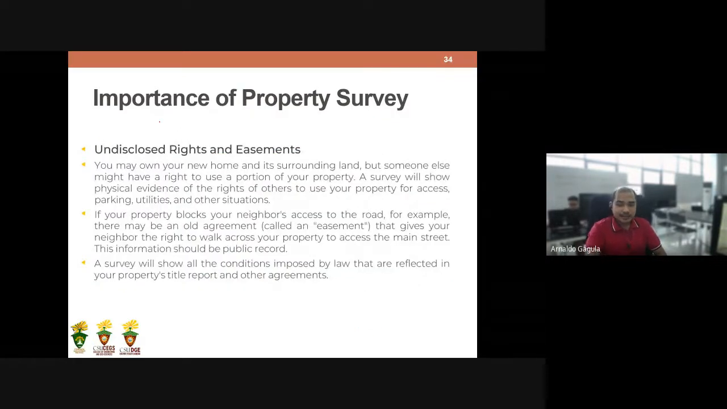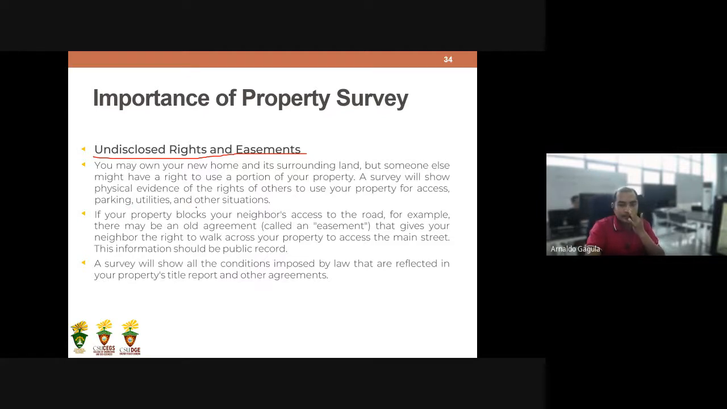So next importance of the property survey is the undisclosed rights and easements. You may own your new home and its surrounding land, but someone else might have a right to use a portion of your property. A survey will show no physical evidence the right of others to use their property for access, parking, utilities, and other situations.